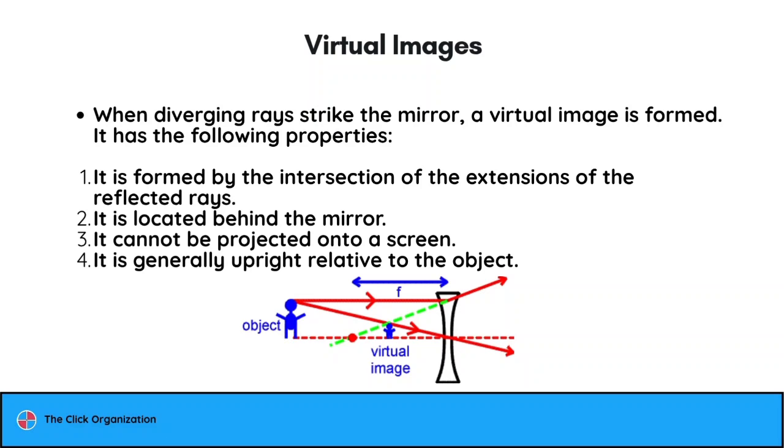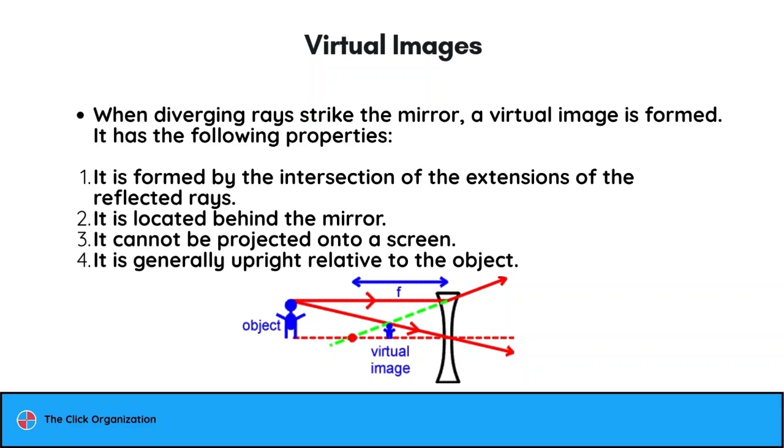And third, it cannot be projected onto a screen. Since the light rays do not actually meet at the image location, placing a screen there will not capture the image. And fourth, it generally is upright relative to the object. And what this means is that the image has the same direction as the original object and not upside down.